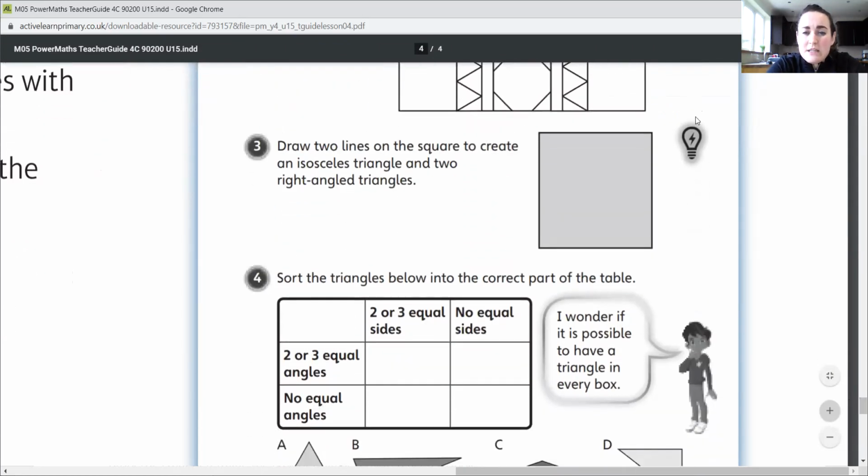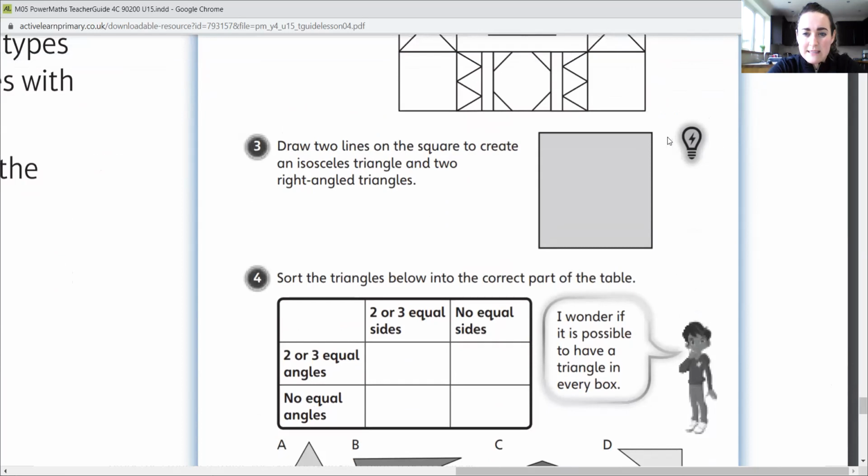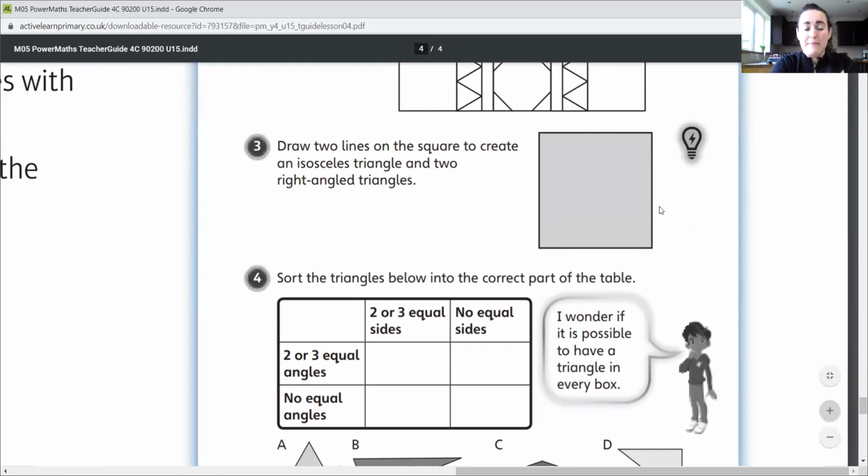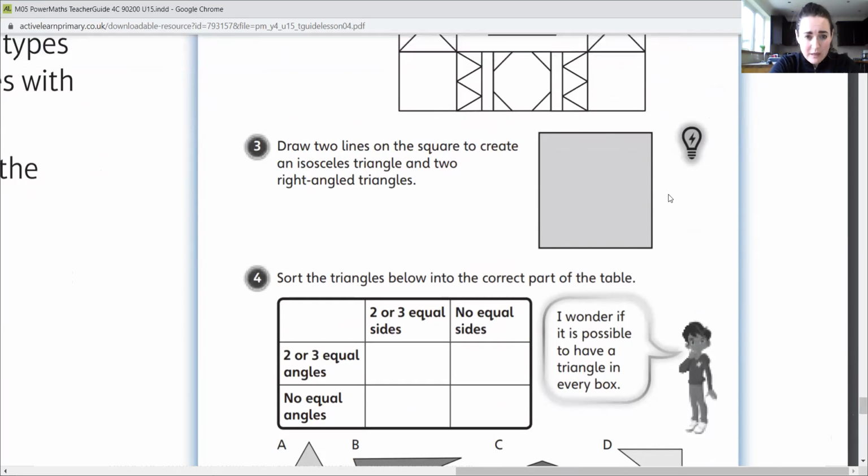Then moving on. Question 3 has got this little light bulb in the corner. That means it could be a bit challenging. So that means the answer might not be as obvious as I think it is. It might mean that I need to do a second step. I've been given a square. I need to draw 2 lines on my square to create an isosceles triangle and 2 right-angled triangles. What might be easier for you to do is get a scrap piece of paper and turn it into an equal square. Now you can do that by, if I just pause the video here, and I'll go and see if I can get a scrap piece of paper for you.